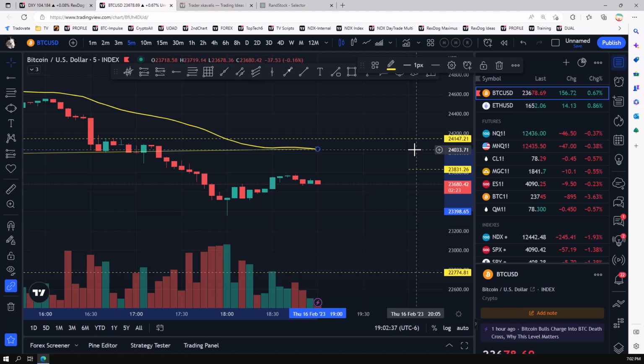So a lot of times the philosophy is that if the larger time frame, so if the daily time frame looks like it's going to go up, then when you trade on the lower time frames, you look for clues that that's true, that it's going to go up.